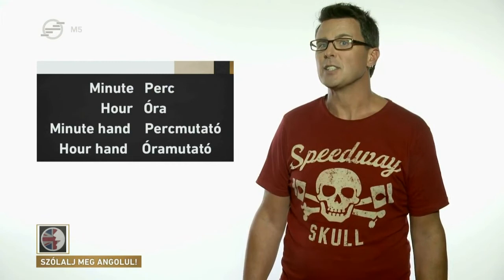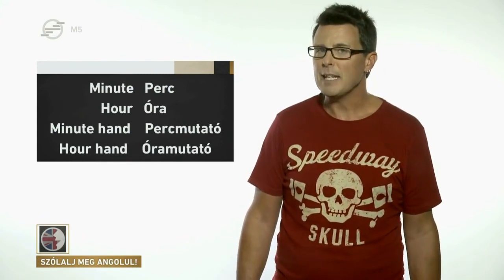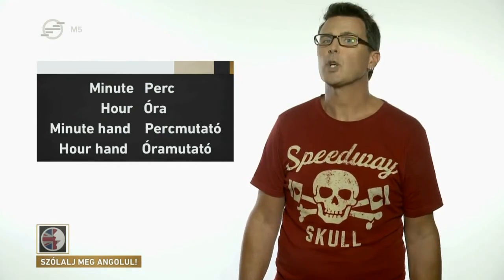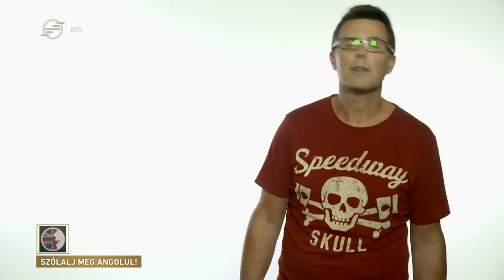If the minute hand is at 6, then it's half past the hour. And if the minute hand is at 9, then it's a quarter to the hour. We learned that we have to be careful with half past because English logic is different to Hungarian logic. In English, when the minute hand is at 6, it's half past the same hour. In Hungarian, when the minute hand is at 6, it's half to the next hour.